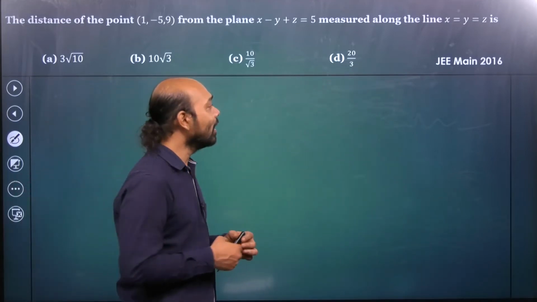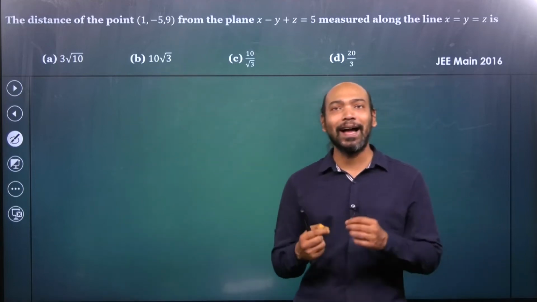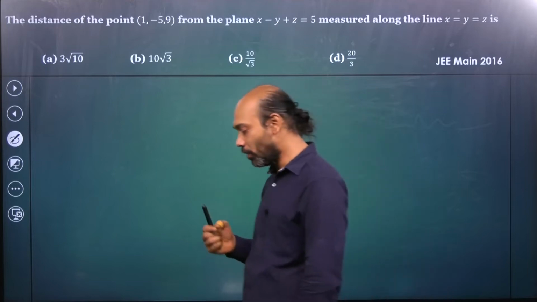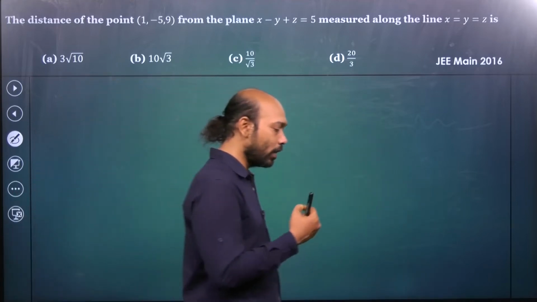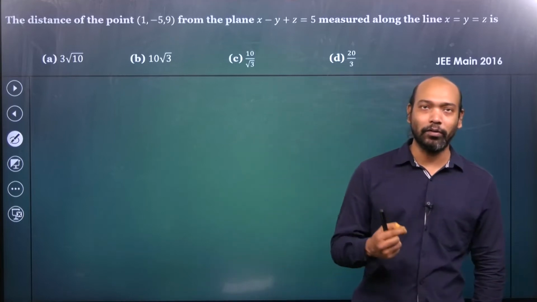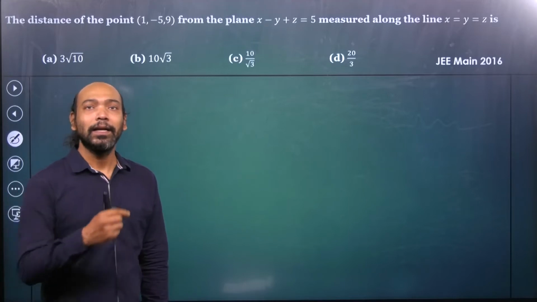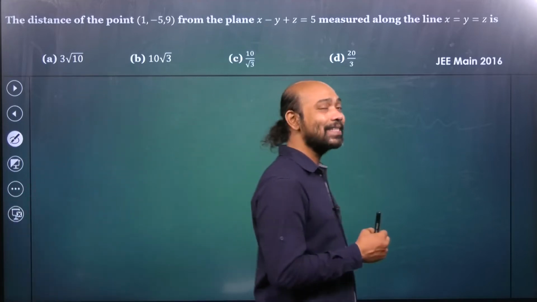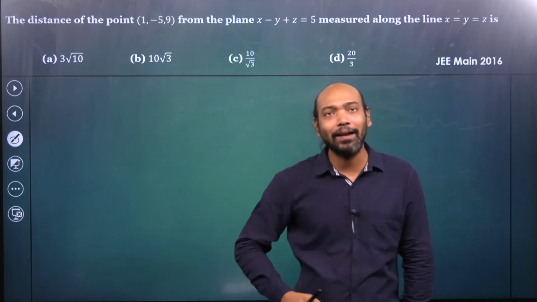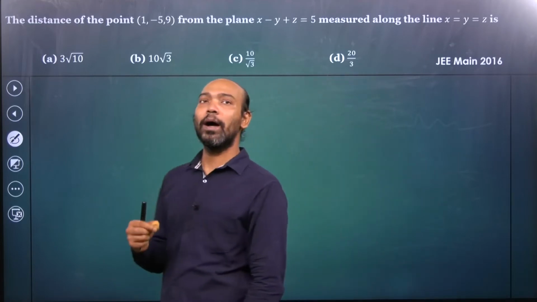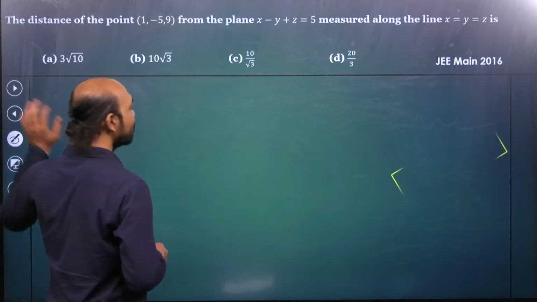Now observe that the given point (1, -5, 9) definitely does not lie on the line x equal to y equal to z. Why? Because on that line the x coordinate, y coordinate and z coordinate must be equal. That's a very simple thing. So when it says measured along the line, that means we have to measure along a parallel line through the point (1, -5, 9). That's the concept. So first let's observe the situation.